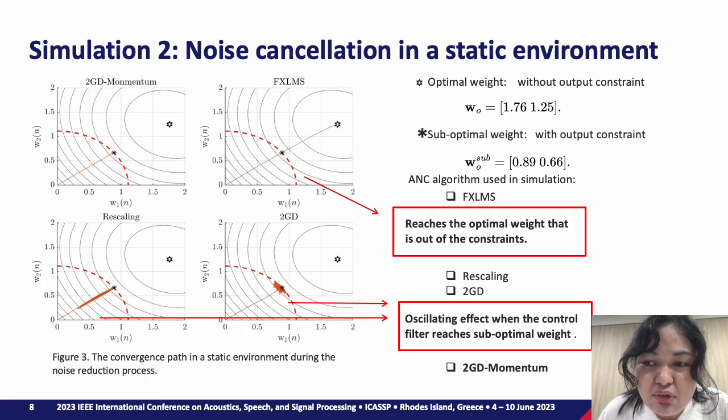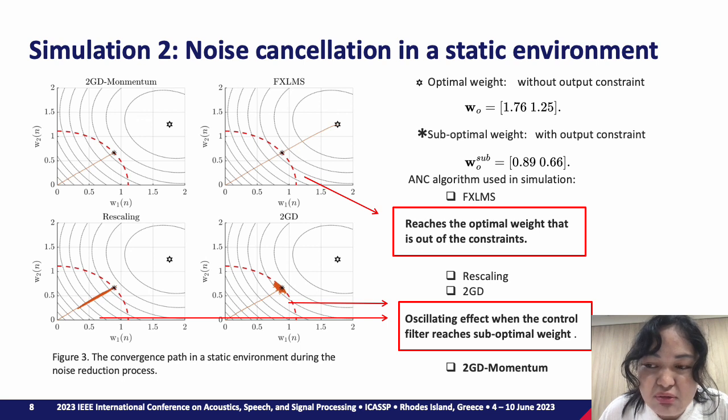The second simulation is used to validate the noise reduction performance in a static environment. The optimal value without the output constraints is calculated and shown in the figures as the star notations, and the suboptimal value is calculated with the output constraints, as shown in the figures by different notations. And the red line in the figures shows the weight boundaries with the output constraints.